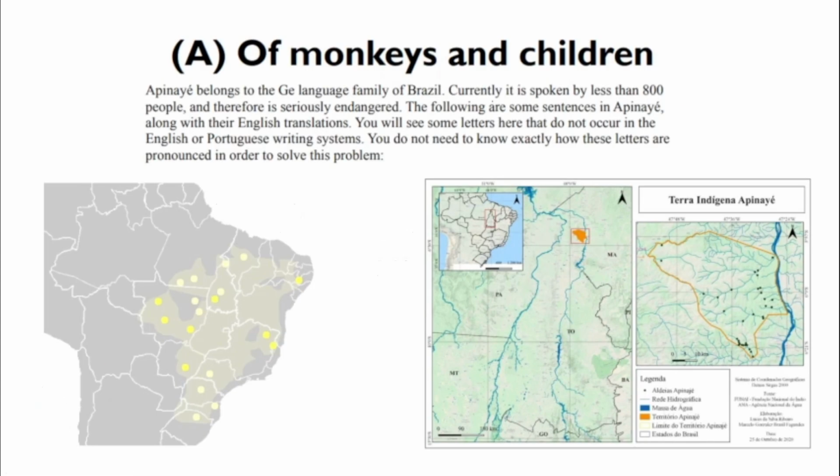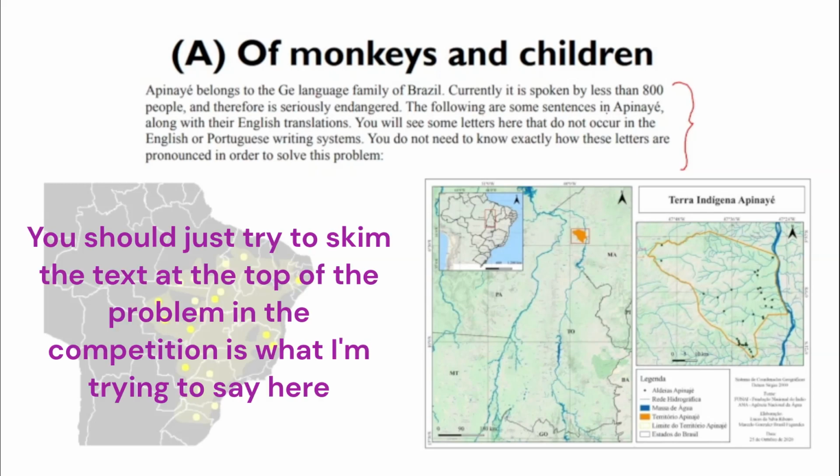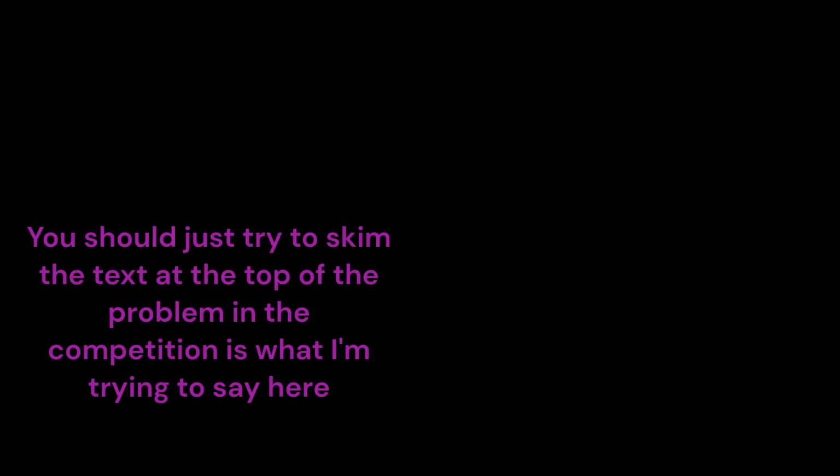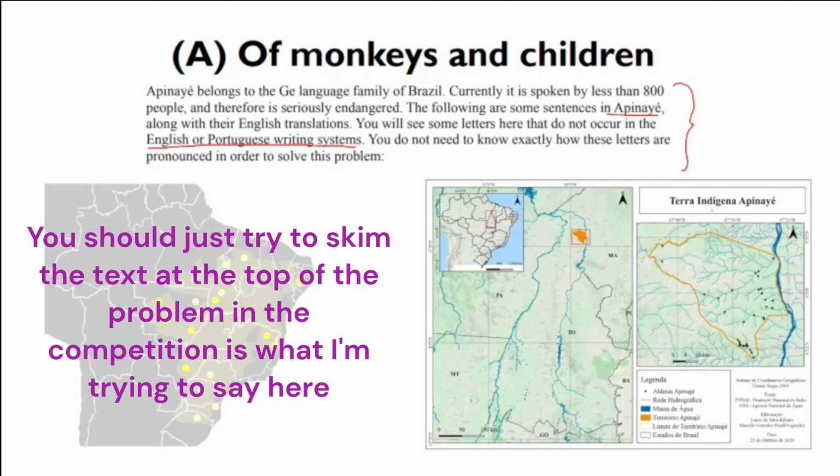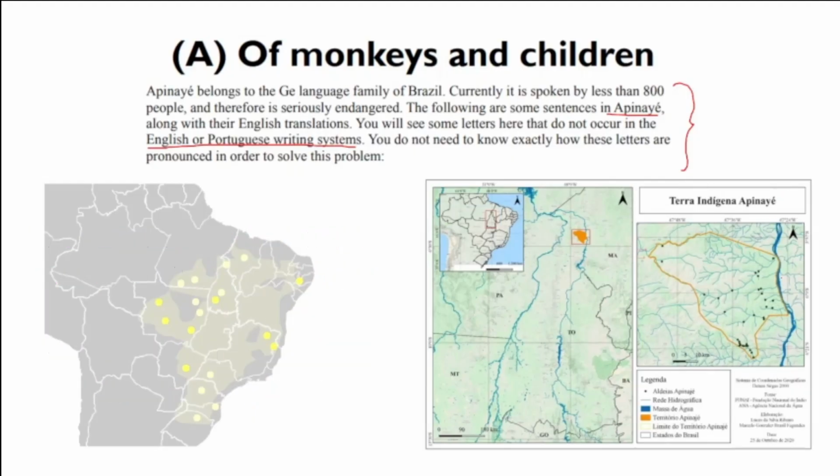Okay, so in every problem there's this little blurb at the top, and that is more of context, so it's not exactly necessary for the problem. You can pull out some things like, so I was able to pull a map of the Upinaye indigenous territory in Brazil, and then this is the Ge language family map that I also pulled from online. So it's just more interesting information than problem solving stuff. So we can move on.